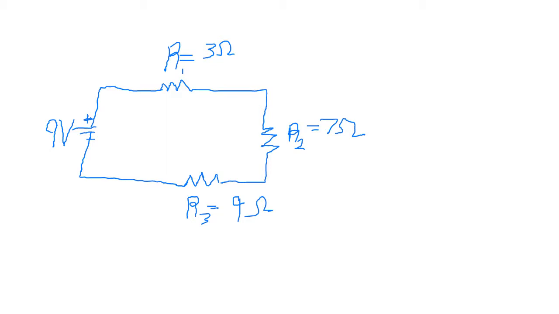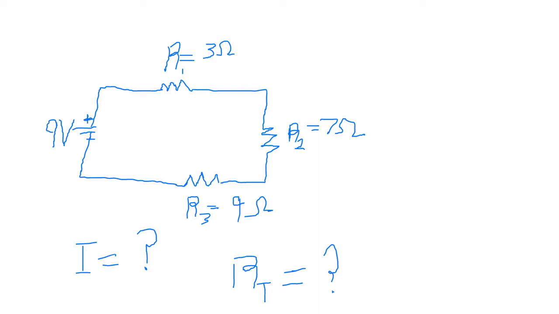So if I were to ask you, what is the current? What is I equal to for this particular circuit? And then I'll say, what is your total resistance? What is that equal to? What would you guys say if I asked that question? What is R total? All right, so R total is 19.